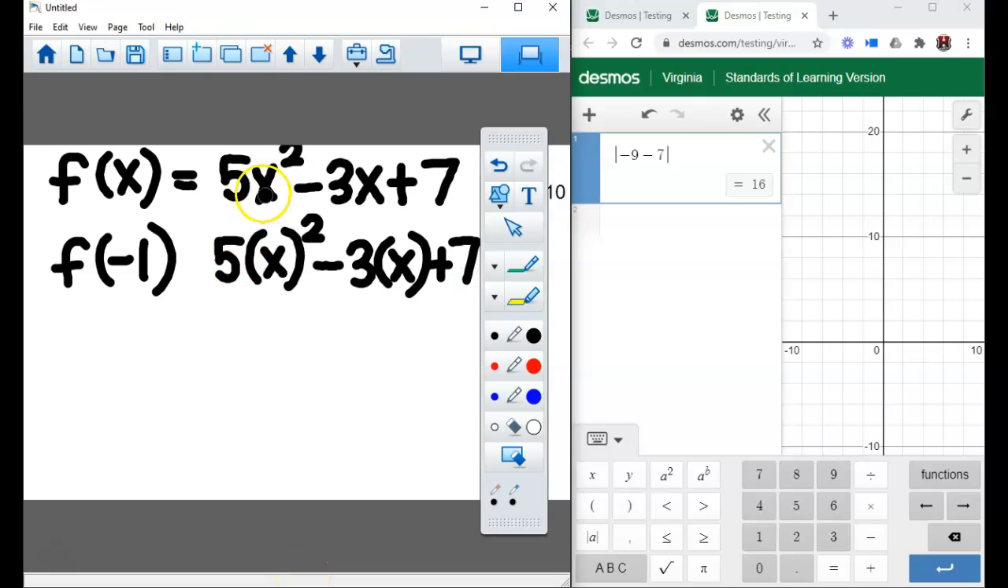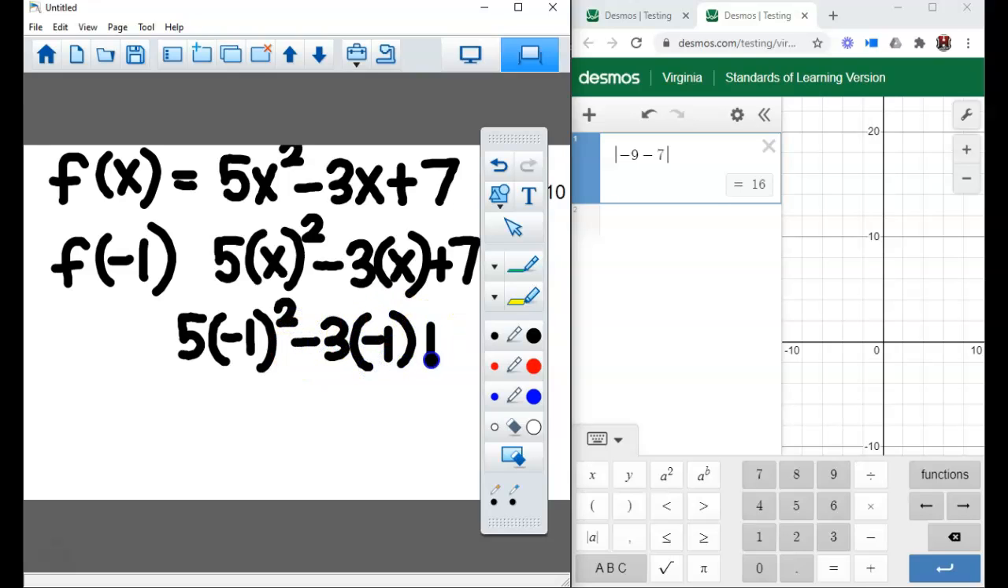So emphasizing again, this x needs parentheses because it's raised to a power. This x needs parentheses because the -3 is being multiplied times it. All right, now we input this -1 for both of those x's, so it's going to be 5 parentheses -1 squared minus 3 parentheses -1 plus 7. And we're going to type this into our calculator exactly the way we see it.